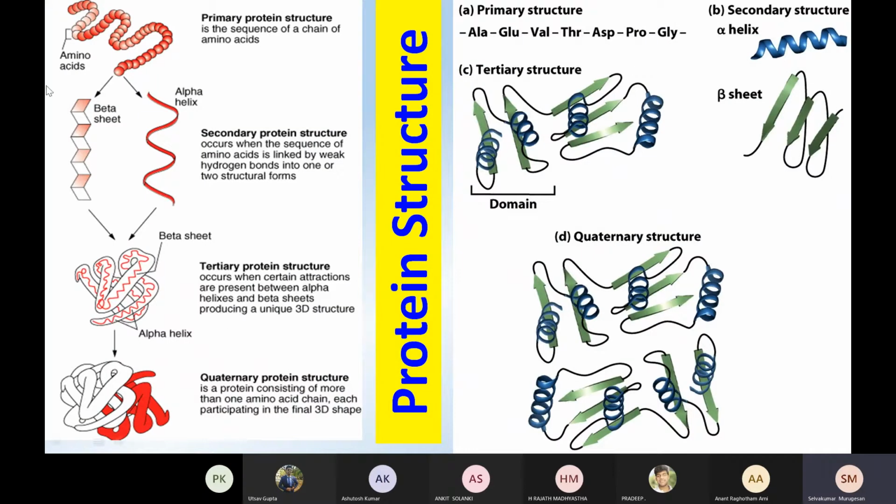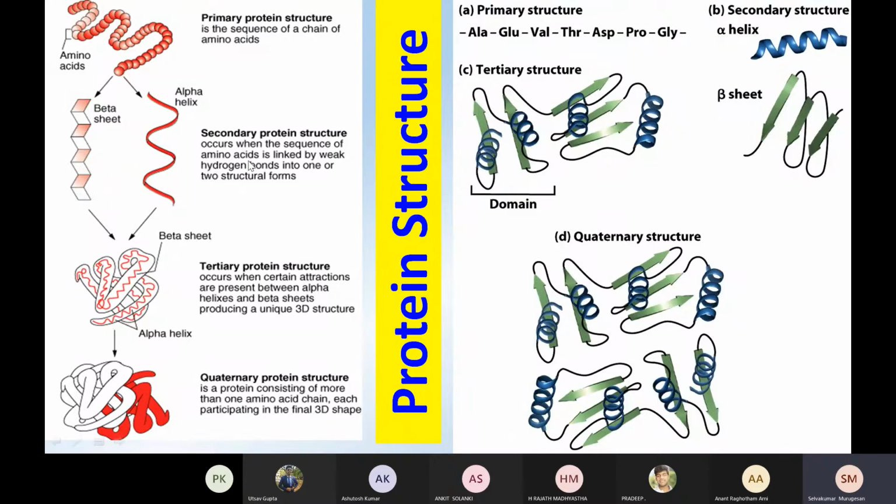So on the left hand side you see here, this is the primary structure. The bubbles or the spheres correspond to single amino acid molecules, and a small number of amino acids combine and form a macromolecule or the protein. And all these things are secondary, tertiary, and quaternary.